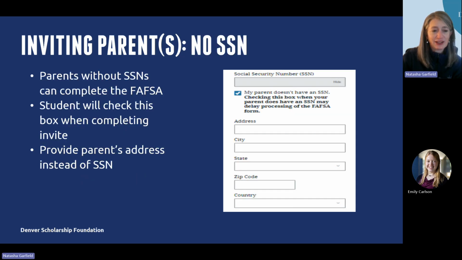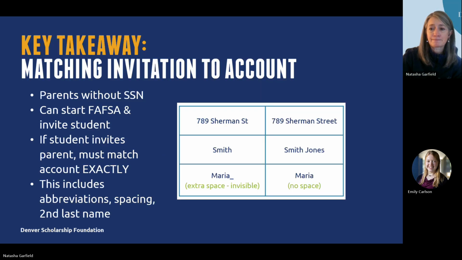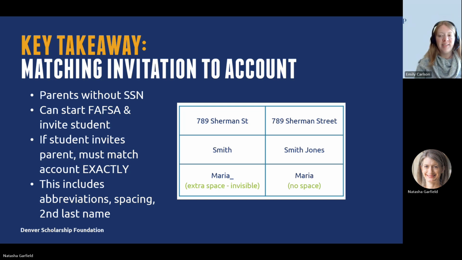One more screen here. Parents who don't have a social security number, the student will check the box indicating that their parent doesn't have a social. And when they do that, they will be asked to provide their parent's address instead. And again, they do need to make sure that this matches what's on their parent's account. And now I will hand it back over to Emily. Thanks, Natasha.